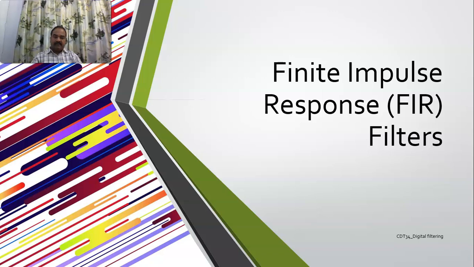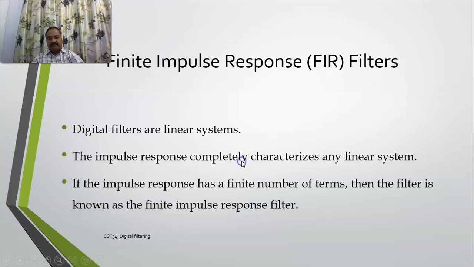One is a finite impulse response filter, which we call an FIR. The other one is an infinite impulse response filter. Both of these can be employed for filtering in numerical relays. Now, the first one here is FIR filters.